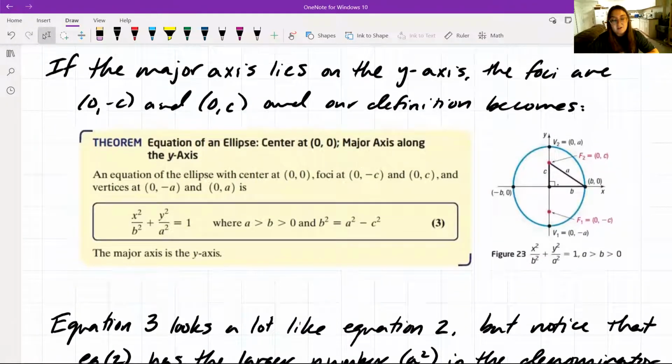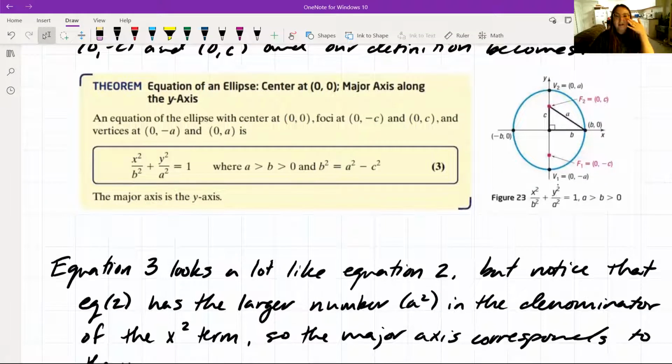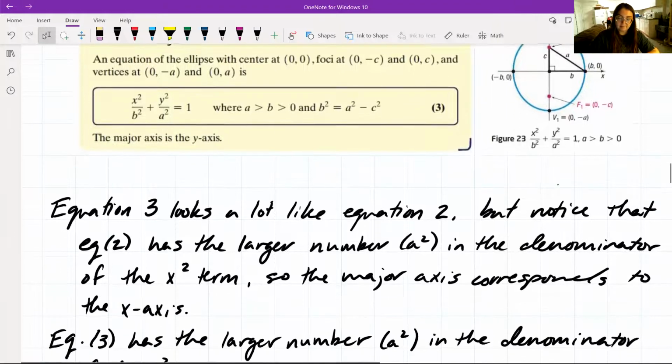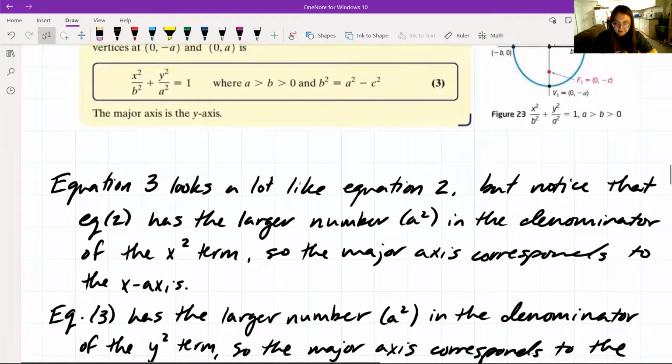Now, when our major axis lies on the y-axis, it's going to be x squared over b squared plus y squared over a squared is equal to 1. So whichever is the larger value under either the x term or the y term, whether it's under x squared or y squared, tells you what the major axis is going to be. So if you have something like x squared over 9 plus y squared over 16 is equal to 1, 16 is the greater value, you would then have an equation of an ellipse where its major axis was on the y-axis. So that's the key point to look for there.